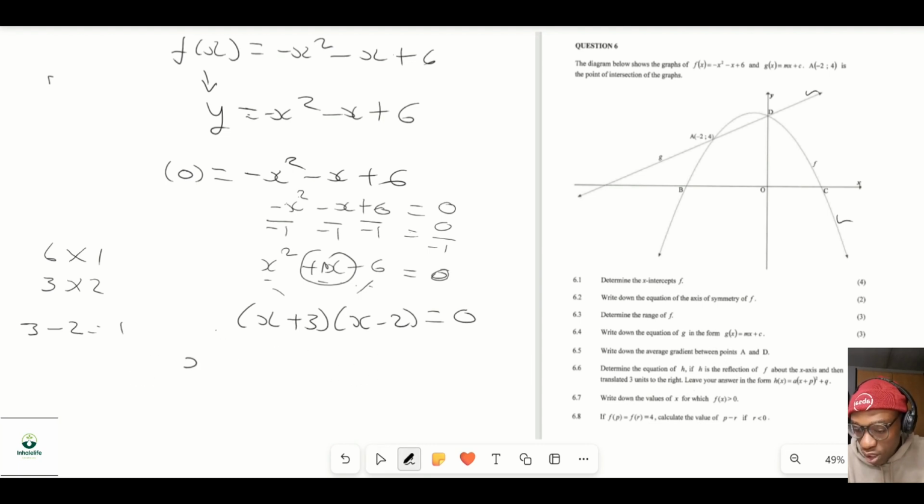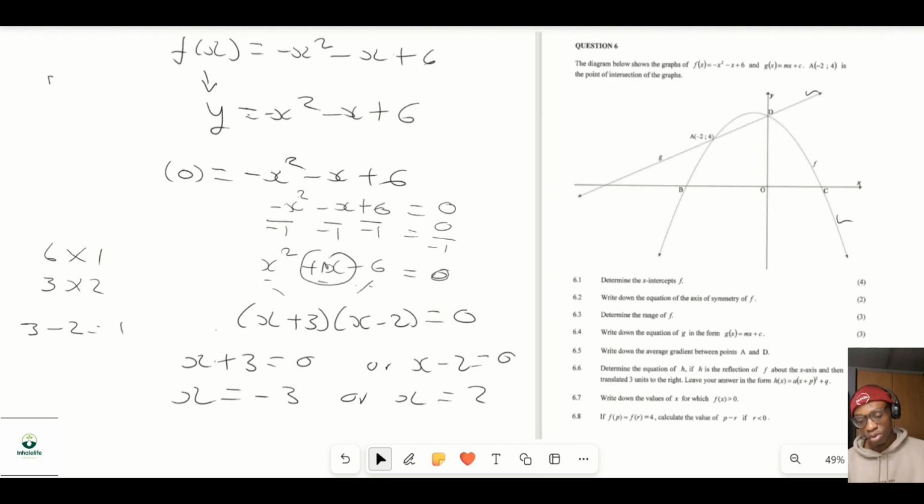So in this case, we're going to say x plus 3 is equal to 0, or x minus 2 is equal to 0. So x is equal to negative 3 or x is equal to 2, right? So we have our x-intercepts. If you have these two x-intercepts, you get your full marks.